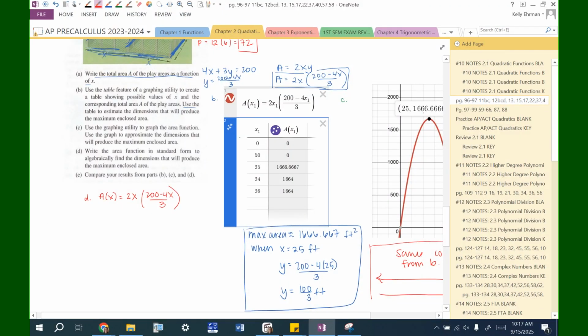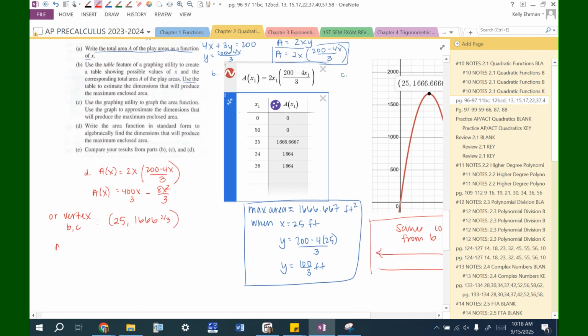If I wouldn't have already found the vertex in the previous part, I would say, all right, this is 400x over 3 minus 8x squared over 3. That's A of x. And then I could do the vertex formula, or I could get the vertex from part B and C. It was 25, 1,666 and 2/3, 0.6 repeating. So I could also just write the vertex formula like this.